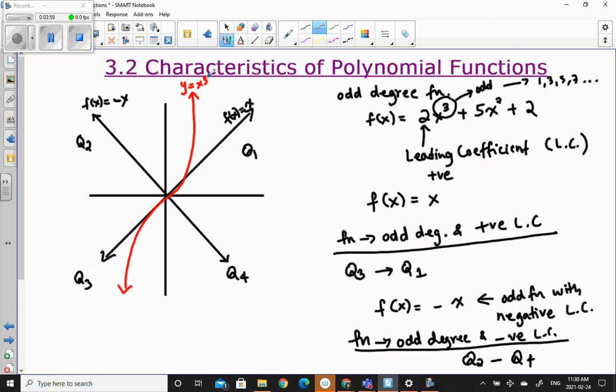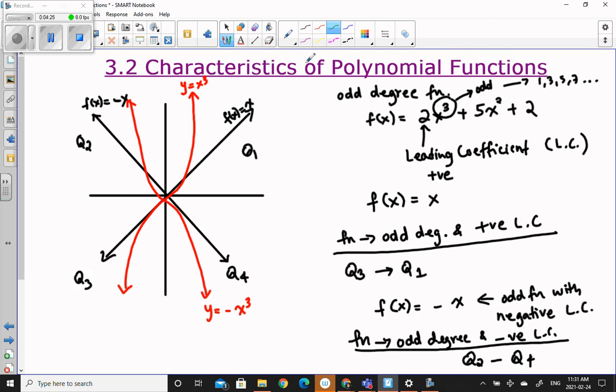Whereas if it was f of x equals negative x cubed, maybe it would look something like this. Like it'd go like that, and it would be y equals, say, negative x cubed. It would go from quadrant 2 to quadrant 4, just like f of x equals minus x. Okay, you could also have a cubic function that doesn't have this shape.